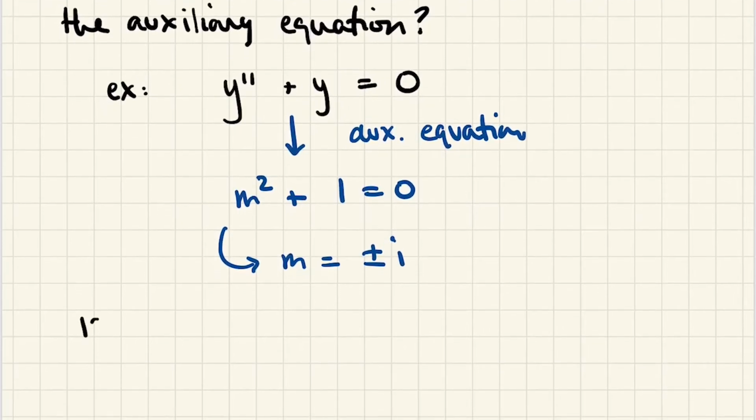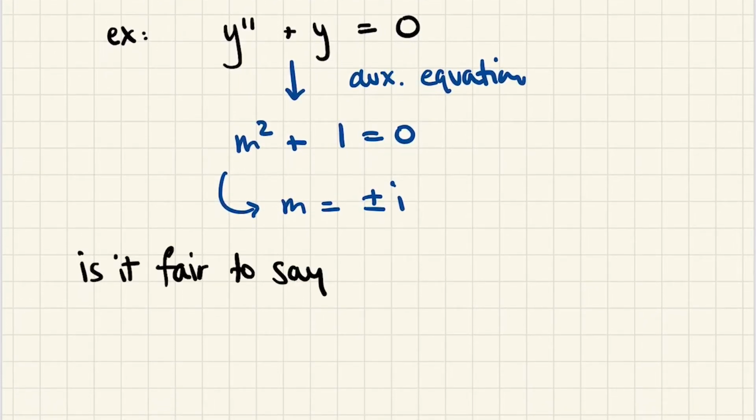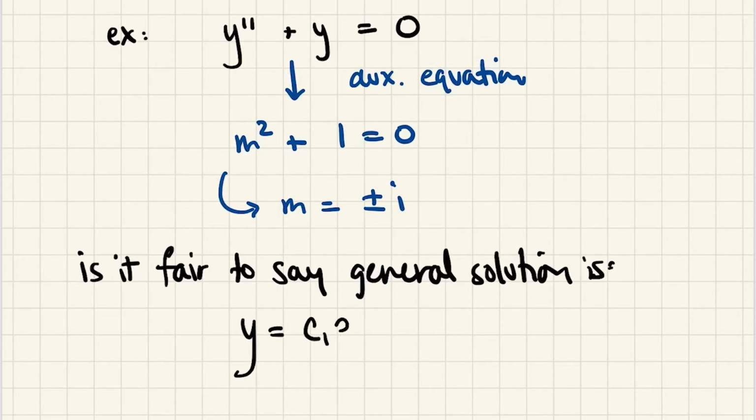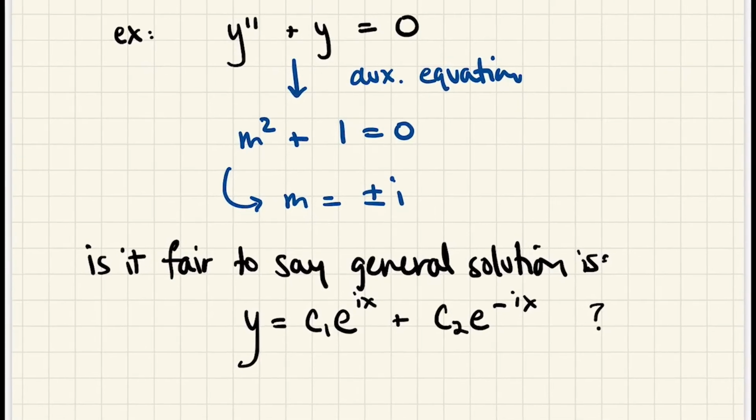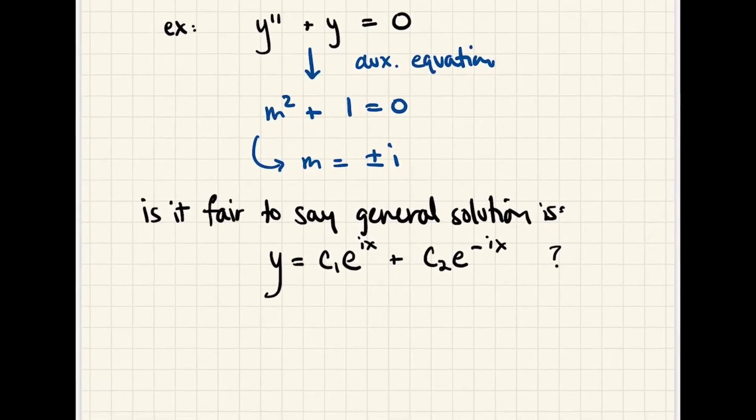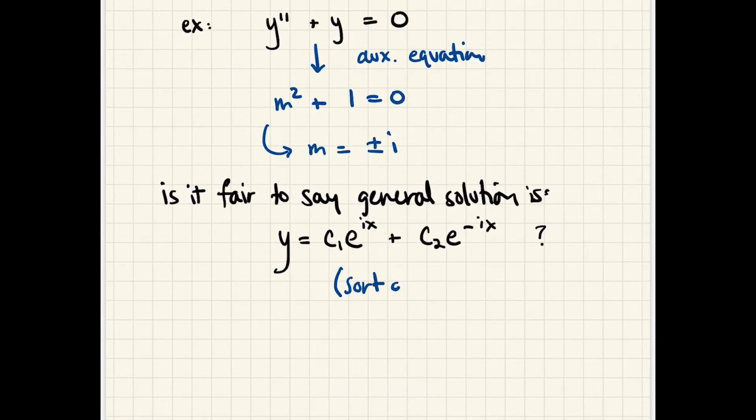So the question is, is it fair to say that the general solution is y equals c1 e to the ix plus c2 e to the negative ix, and then move on with life and be happy with that? And the answer is sort of, which is not a great answer in math. It's technically true that that is the general solution. However, it's grossly unsimplified, and so we would never want to leave it like that.